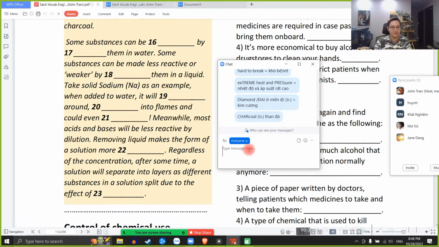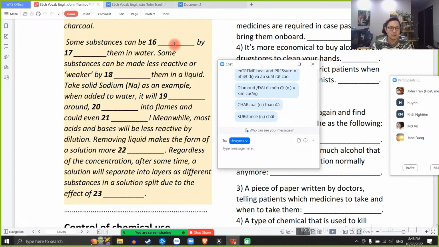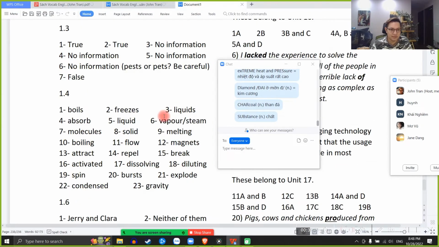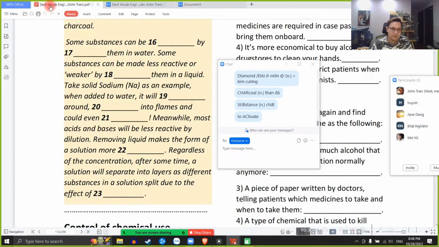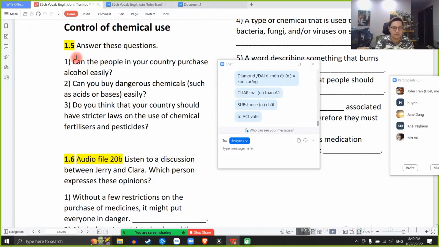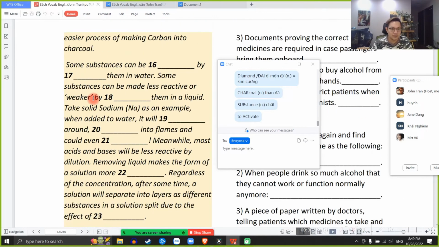Okay, very good. Thank you. Một số substances. So we have the word substance, một số chất. Số 16: it's activated, có thể được kích hoạt. To activate something. Một số chất có thể bị kích hoạt bởi dissolving. To dissolve, hòa tan. Một số chất có thể bị kích hoạt bằng cách hòa tan chúng vào trong nước.